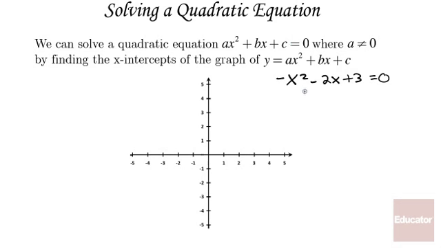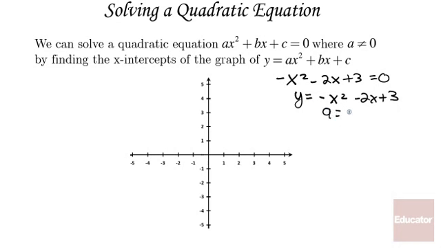So if this is my quadratic equation, the corresponding function would be y equals negative x squared minus 2x plus 3. What this is saying is that the x-intercepts of the graph for the corresponding function give you the solution or solutions for this quadratic equation. So here I have my equation, I have my function. Now I'm going to go ahead and graph it.